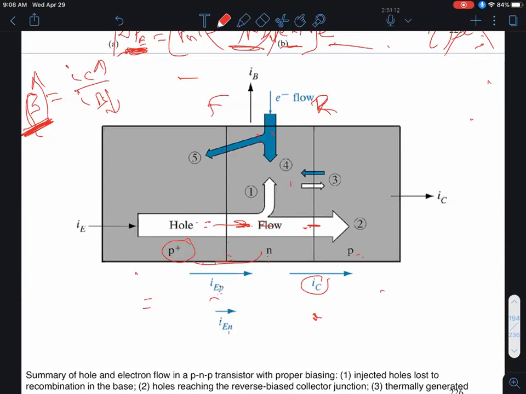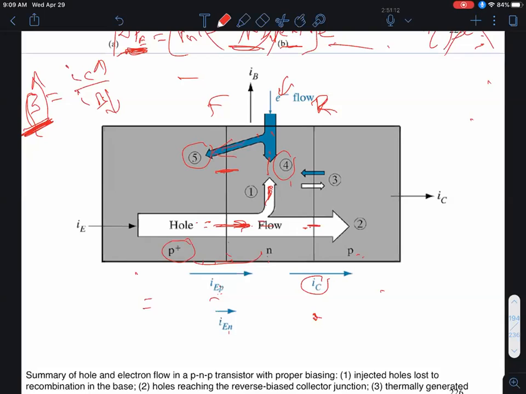Unfortunately, however, not every injected hole does survive the journey. Some of them can recombine with the electrons in the base. And of course, if you lose some of the holes and they recombine with electrons, you have to replenish those electrons in the base as base current. That's my component 4. Plus, the other component of the base current is, because this junction is forward biased, not only do I inject holes this way, unfortunately, I also inject electrons that way.